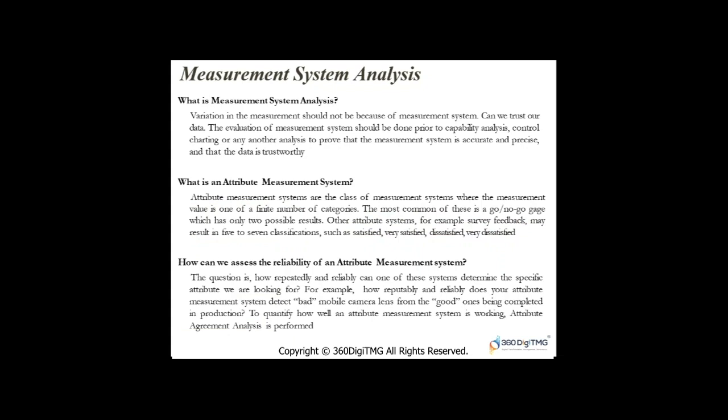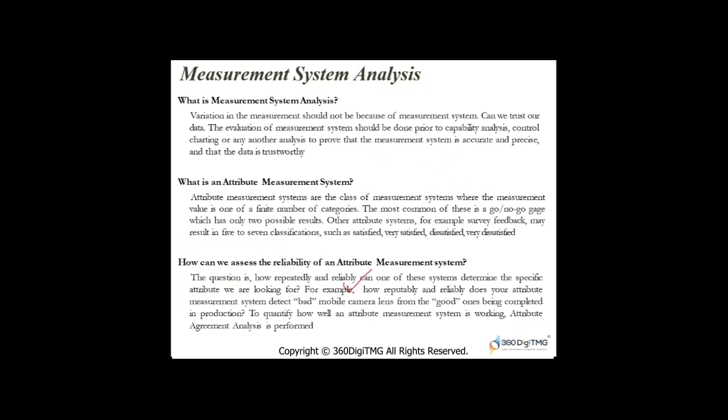Within attribute measurement system, what do you use? Which technique do you use to actually gauge the reliability of the measurement system? We use attribute agreement analysis to gauge the performance of the attribute measurement system. What if the data which I'm measuring is continuous? If it is continuous, we use something called gauge R&R, which is discussed in Six Sigma Black Belt. Here we'll limit ourselves to only discrete data or attribute data, right?